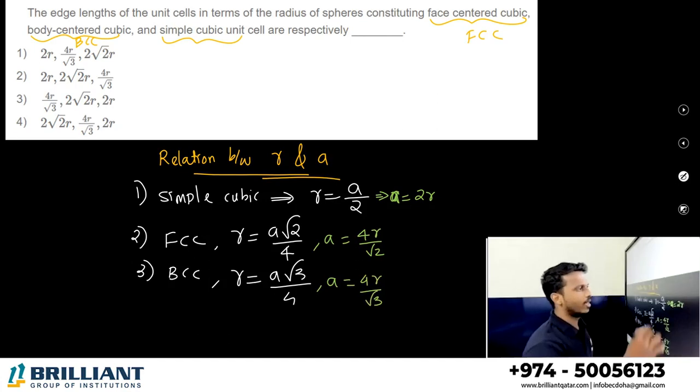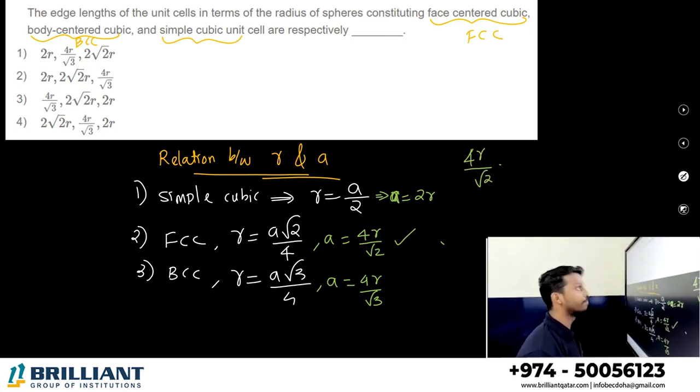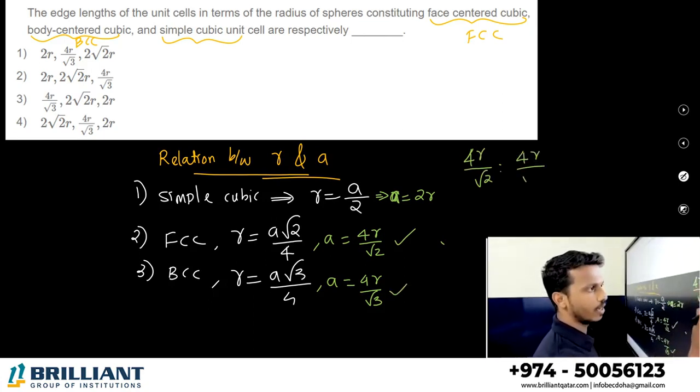So let me take it. First one is given as per the order. FCC, what is the FCC? That is 4R by root 2. What about BCC? BCC 4R by root 3. What about simple cubic? 2R.